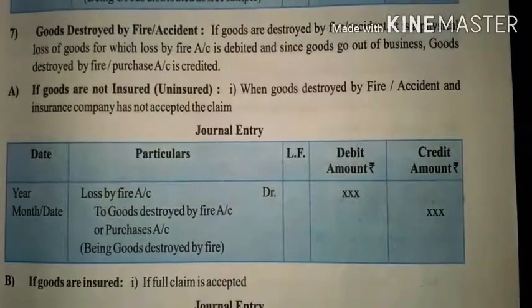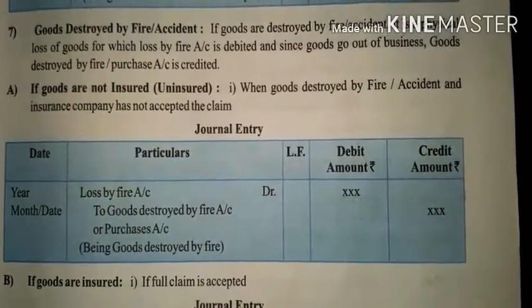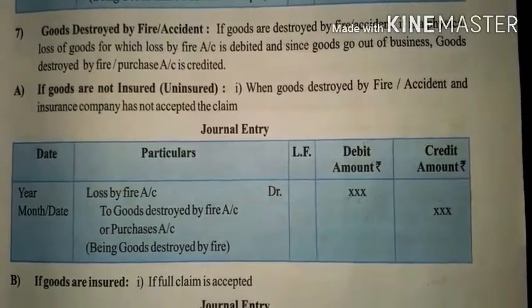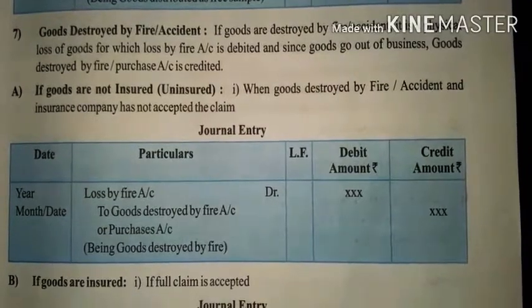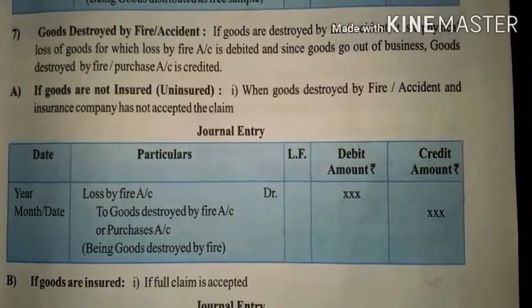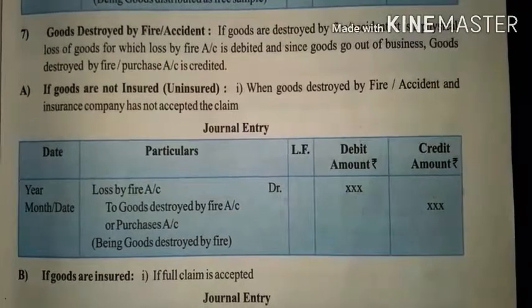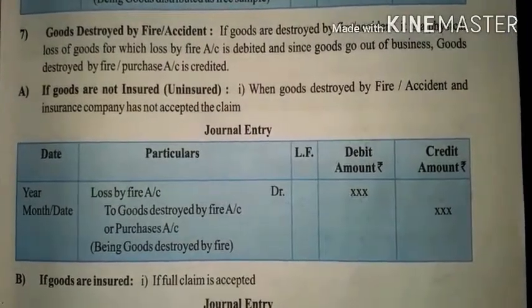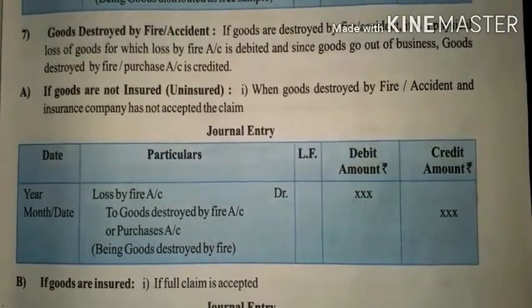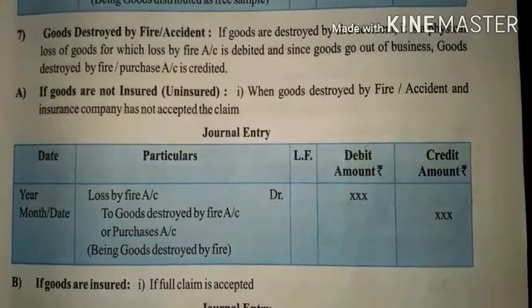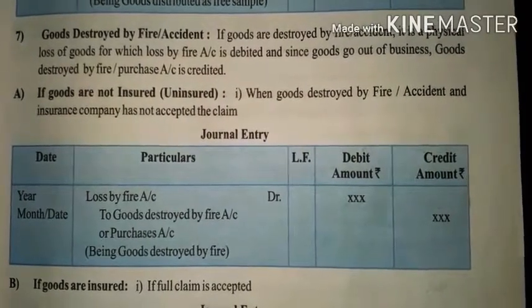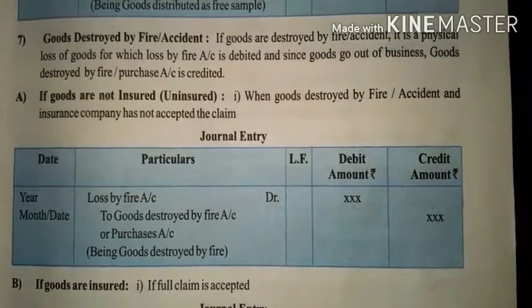Now why loss by fire account? We will consider this as a nominal account. Now the rule for nominal account says debit all expenses and losses, credit all incomes and gains. So loss by fire account is debited over here, because there is a loss of our physical goods. That is why this is going to get the debit effect.